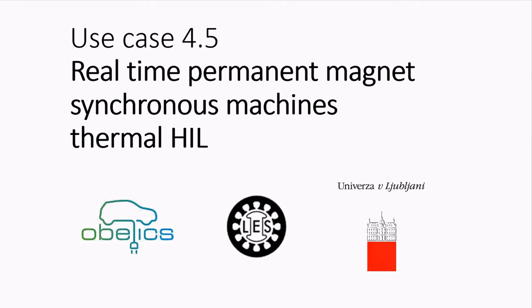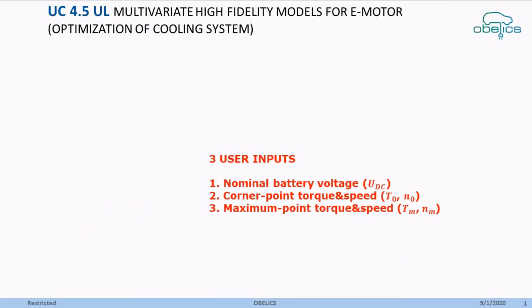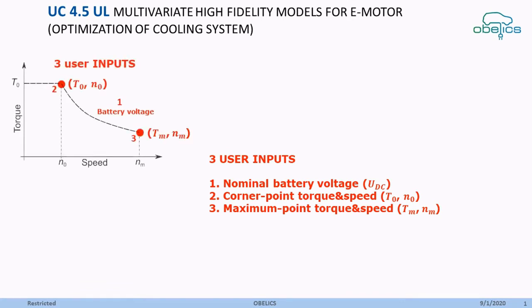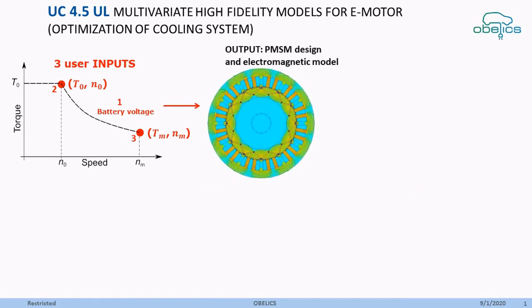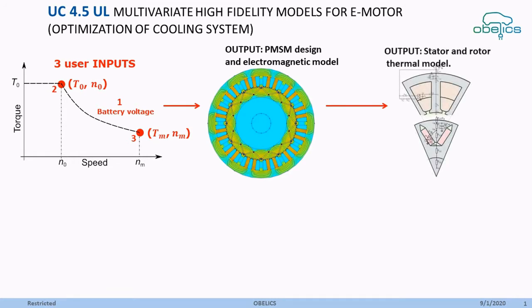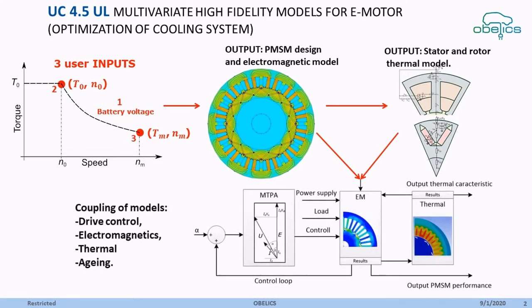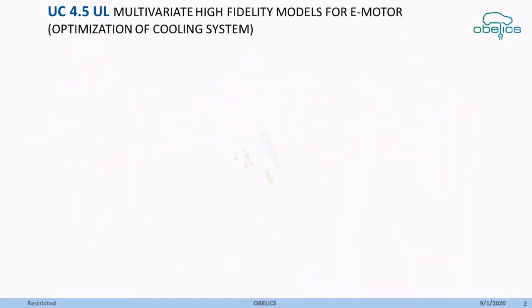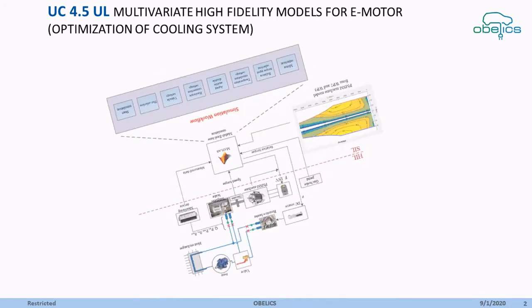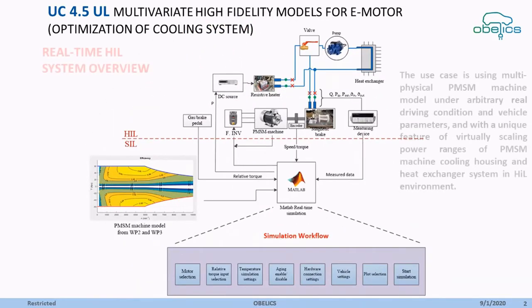In this use case, we would like to present a real-time permanent magnet synchronous machine thermal hardware-in-the-loop. The end user gives just 3 points as inputs: battery voltage and 2 points on a user-defined torque-speed curve. The outputs in the form of geometry, electromagnetic, thermal and aging models are formed. Further on, they are coupled into a multi-physical high-fidelity PMSM model. This model is further on merged into software-in-the-loop connected to the thermal hardware-in-the-loop.